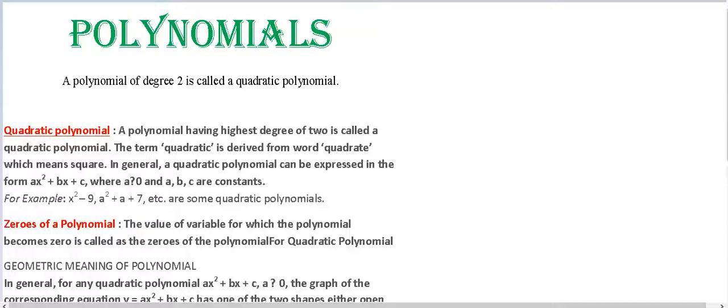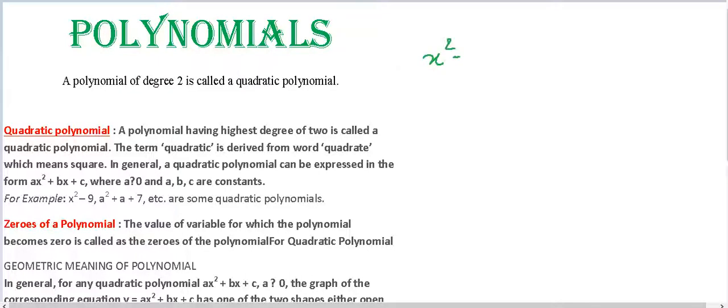Like we have studied what the degree of a polynomial is. If the degree of any polynomial is 2, then it is known as the quadratic polynomial. Now what is this degree? Let us recall what the degree is. As we have studied earlier, degree means the highest power of the variable, right?